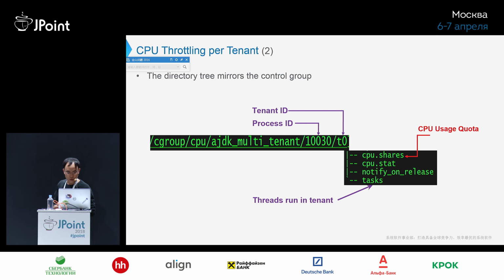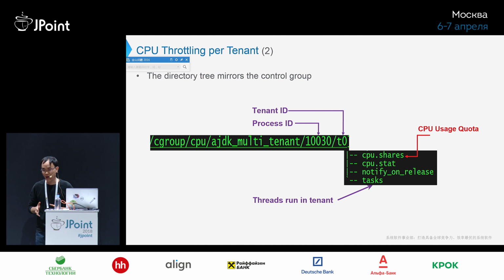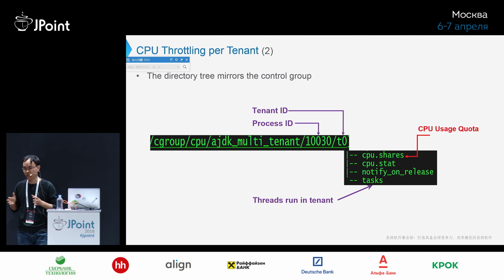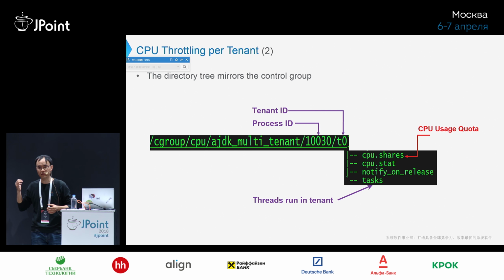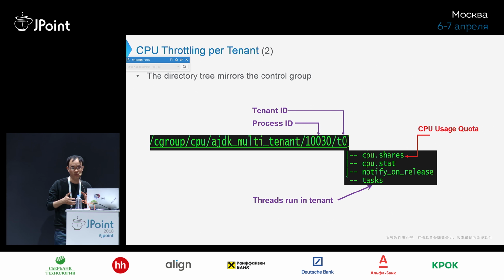Another important file is what we call CPU.shares, which is used to configure how much CPU time could be used for this tenant. Actually, all the things are derived from the control group. We just did some direct mapping from Java thread to native thread and then to control group.